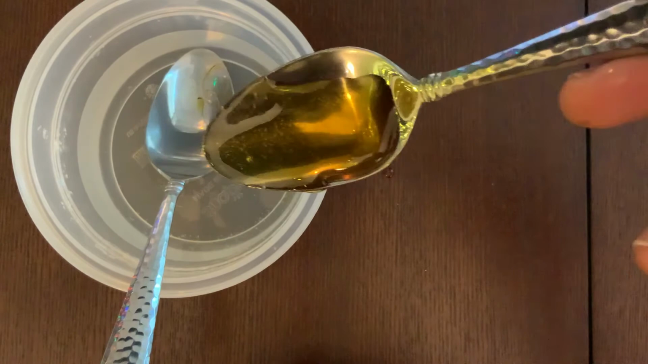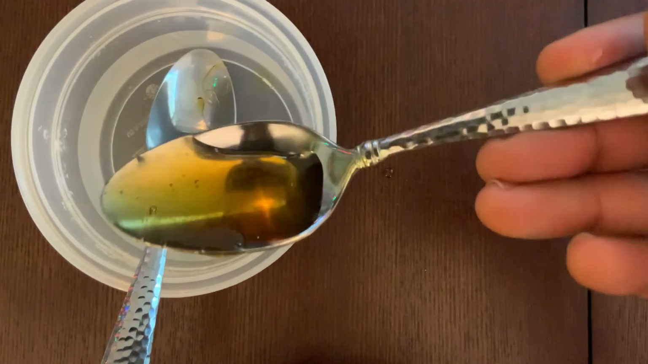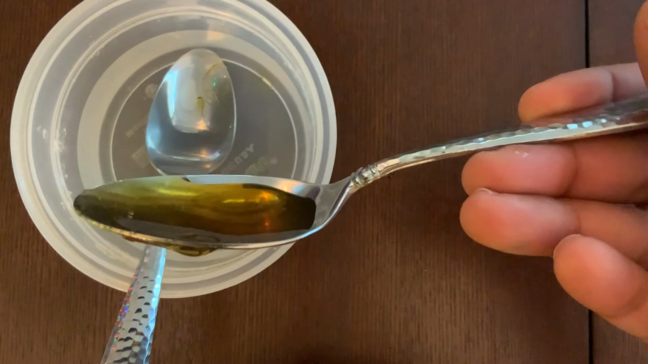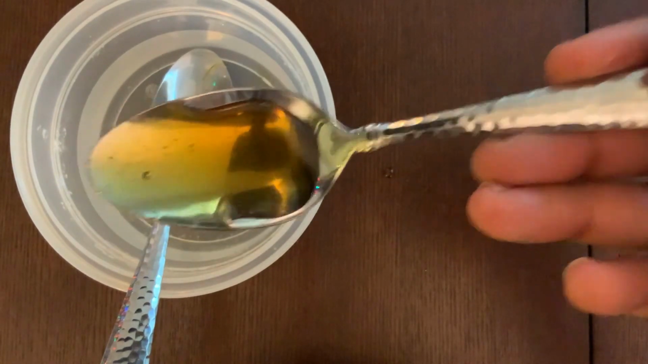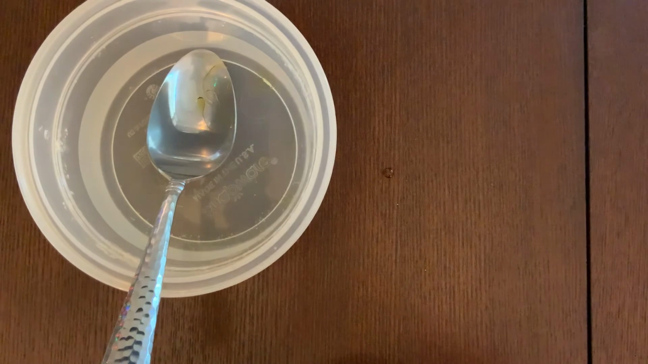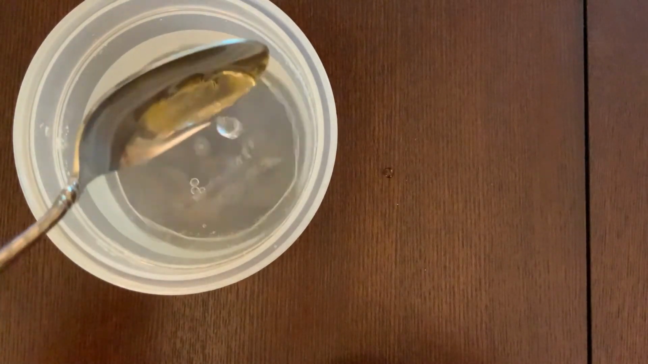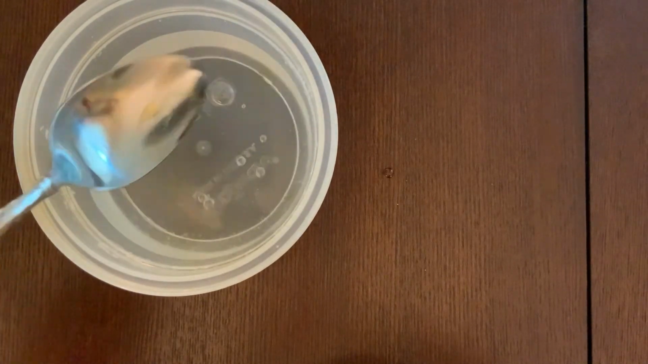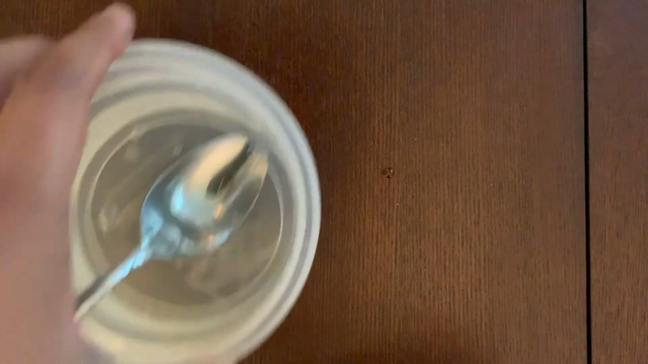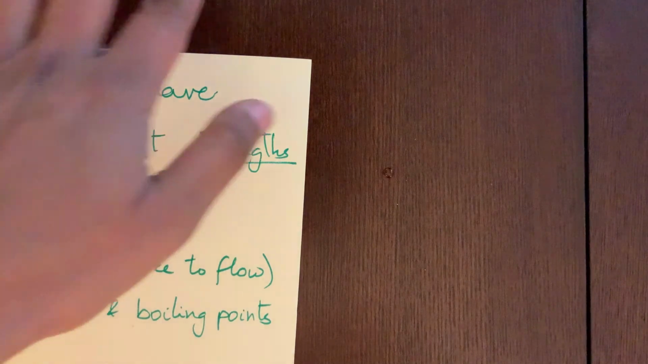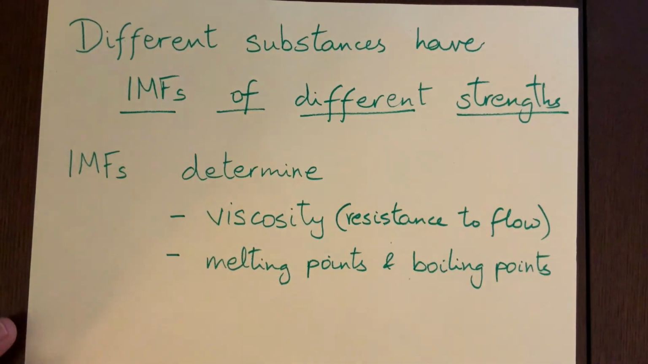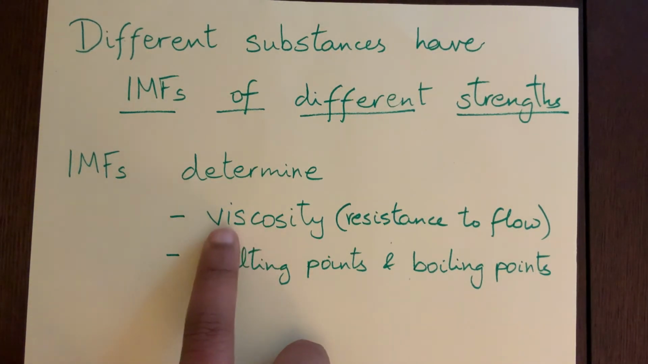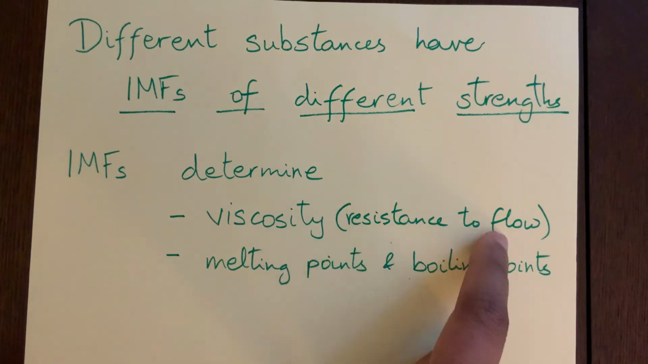So that's because the molecules that form honey, the sugar molecules, have much stronger IMFs, and so that holds the honey together and doesn't allow it to move very freely, as opposed to water over here, which has weaker IMFs and can allow its molecules to move around more freely. So the strength of IMFs depends on what molecules you are looking at. So for example, honey has stronger IMFs than water. And since honey has stronger IMFs than water, it has a higher viscosity, which means it's more resistant to flow.